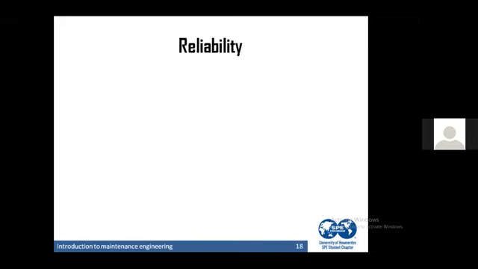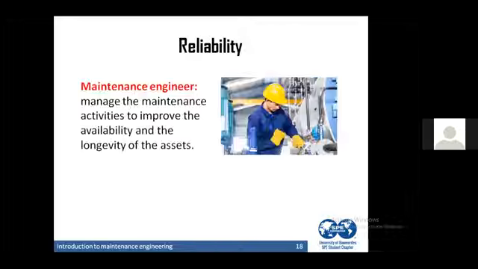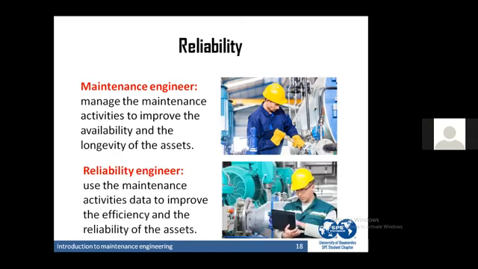Now, what is the reliability? We mentioned the reliability before, and we said this is the function that determines the probability of having a failure. In modern maintenance, we don't have only the maintenance engineer, but we have two teams that work together, the maintenance team and the reliability team.